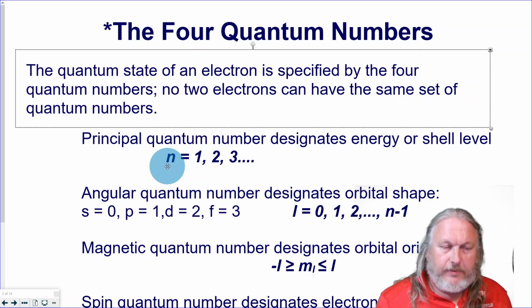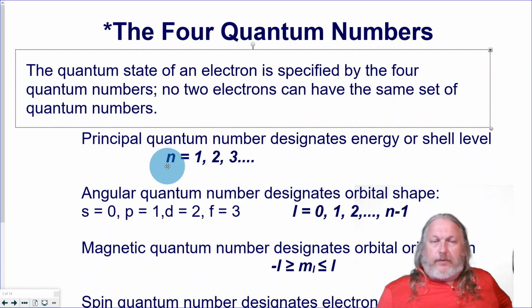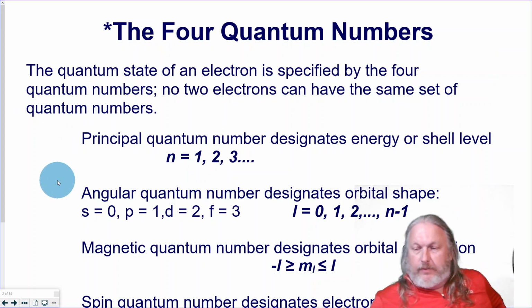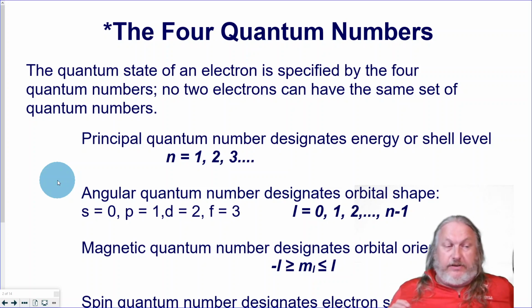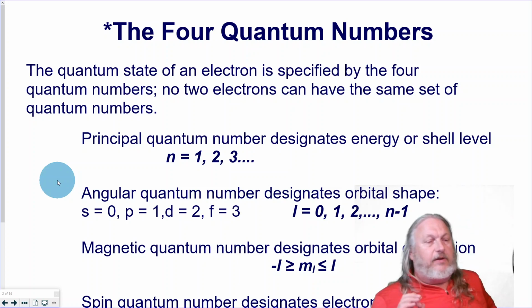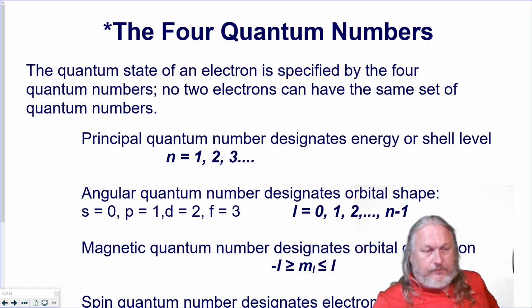So, we've already talked about in the previous video, there are four quantum numbers. And the quantum state of the electron is specified by the four quantum numbers. No two electrons can have the same set of quantum numbers. Just like every one of you have a different house address or street address, every electron has a different address in the atom. And this is where the quantum numbers come from.